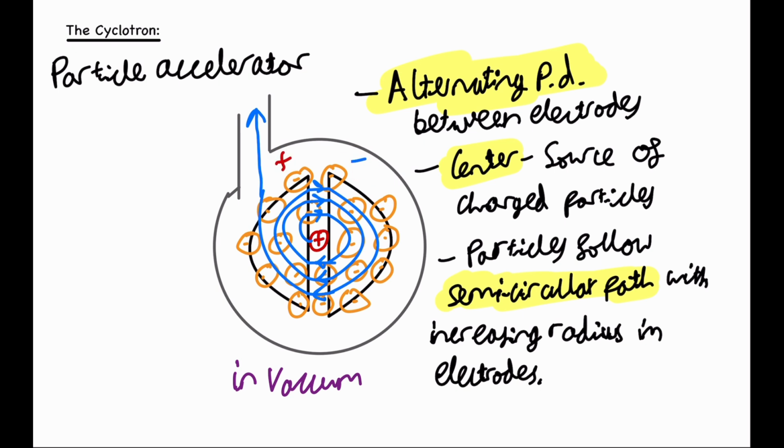Because now the charged particle is going to be repelled by the negative side and attracted by the positive side, and it's going to accelerate to the positive side. And they keep switching to accelerate more and more until it has a really high speed and a large radius. So then it goes out and it accelerates the particles because it's a particle accelerator. So now let's move on to magnetic flux.